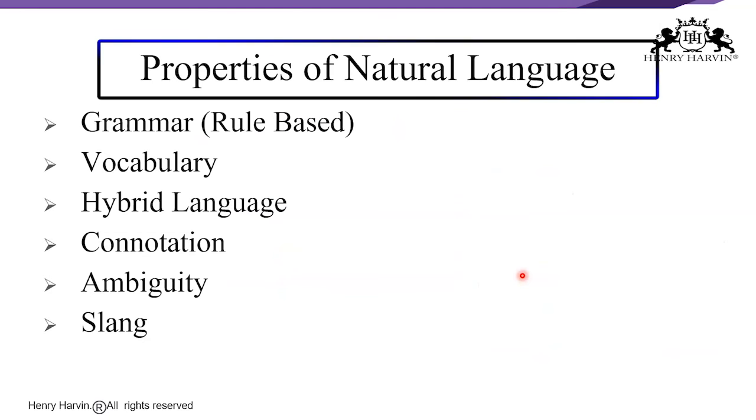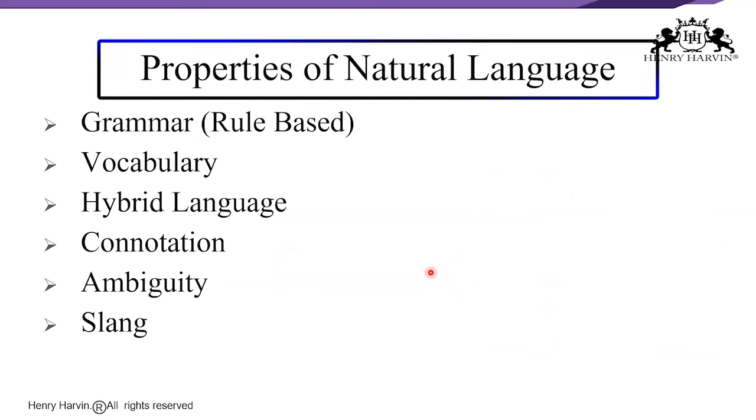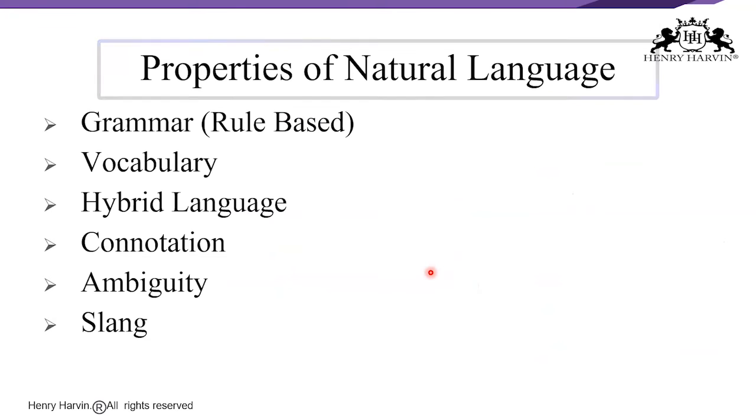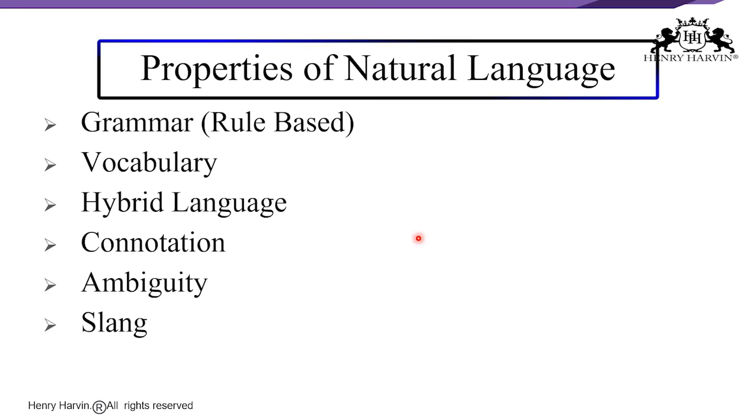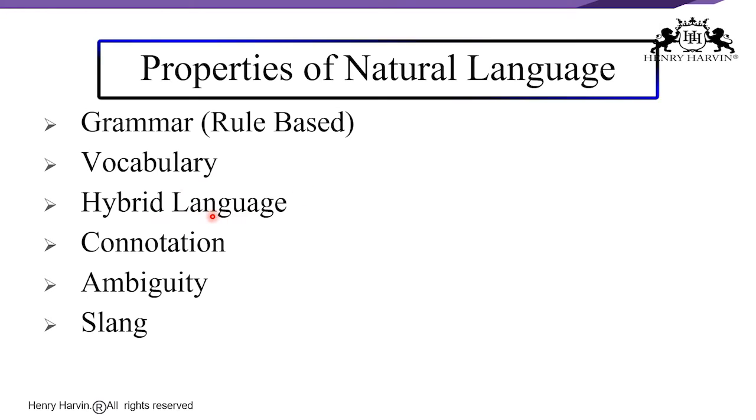As I told you, NLP is a branch of AI that helps computers understand, interpret, and manipulate human languages like English or Hindi to analyze and derive meaning. It also helps developers organize and structure knowledge to perform tasks like translation, summarization, named entity recognition, and so on, right? Let us understand the properties of natural language. The first is grammar, which is basically rule based, and the second is vocabulary and hybrid language. The fourth one is connotation.